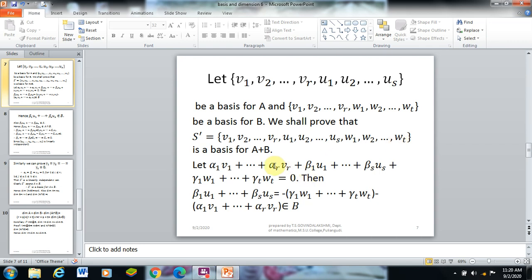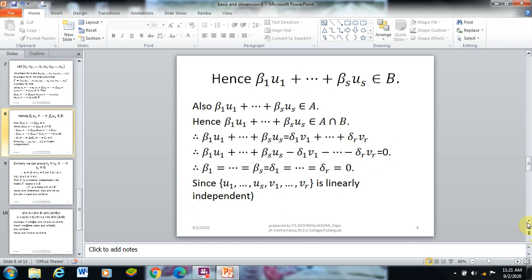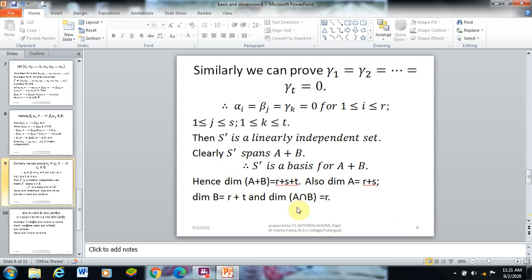Next, the dimension of A is r plus s, with r elements and s elements. The dimension of B is r plus t elements, and the dimension of A intersection B is r elements.